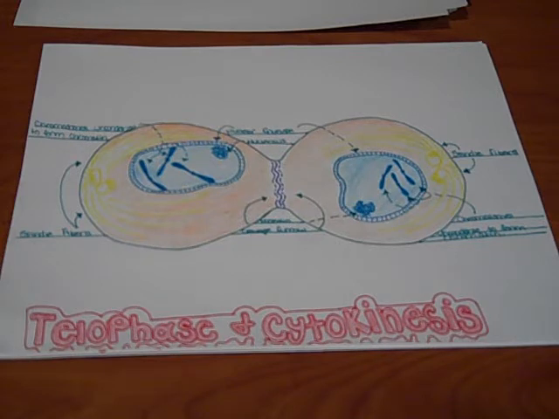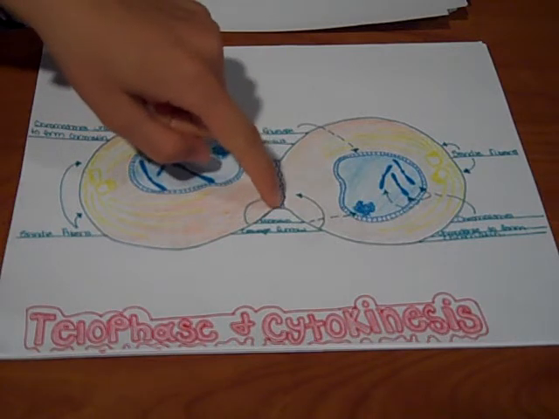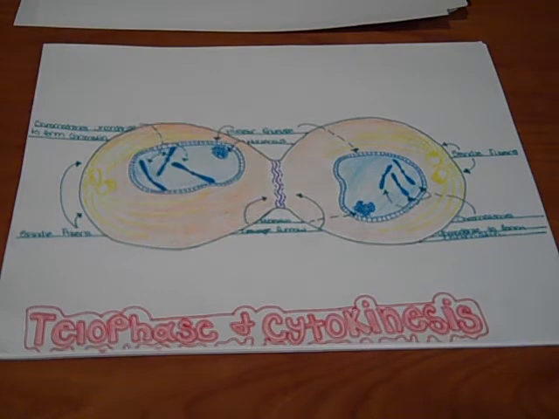In animal cells, a cleavage furrow forms, and the cytoplasm pinches in two. In plant cells, vesicles from the Golgi bodies bring cell wall material to the middle of the cell, and a new cell wall splits the cytoplasm.